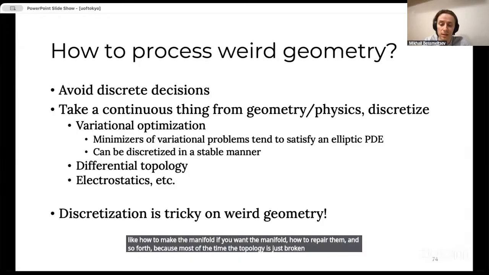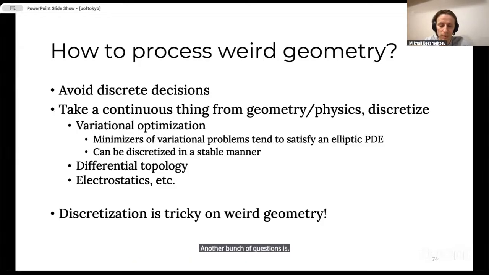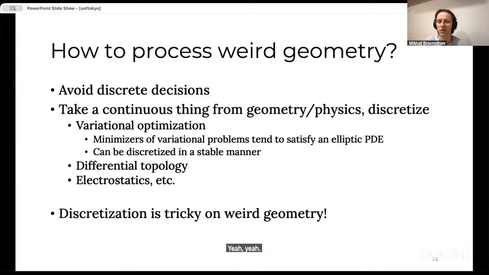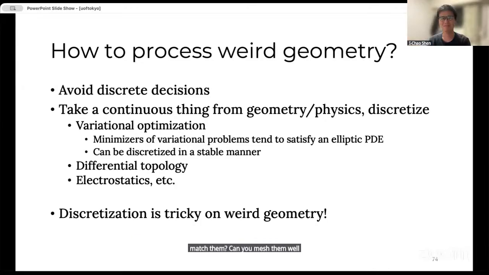Another bunch of questions is, a bunch of papers produce splats. Can you do something useful with splats? I think there are so many research groups now focusing on just that. Can you deform them? Can you match them? Can you mesh them well? There are lots of questions.